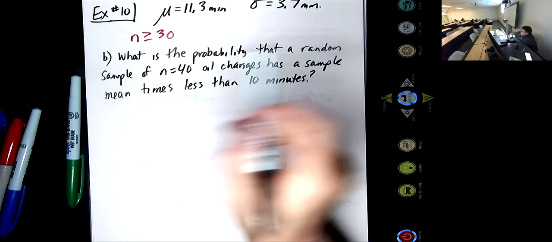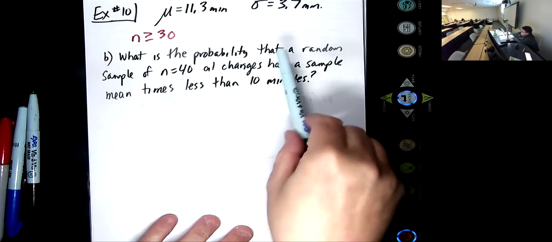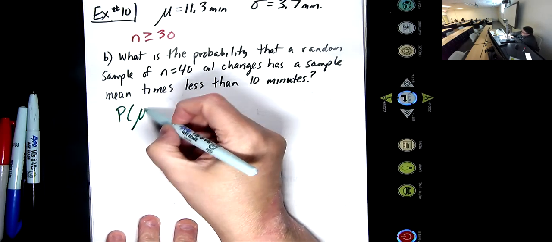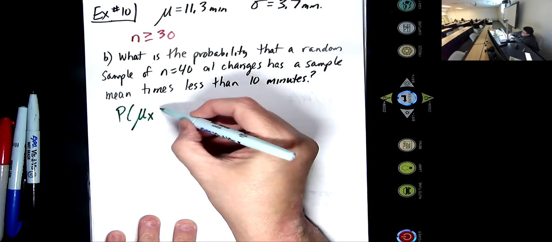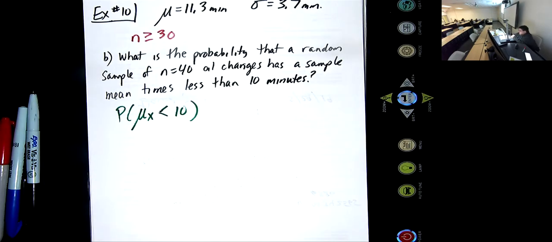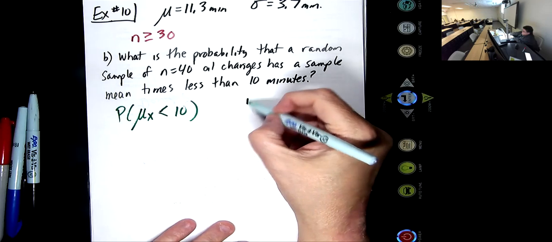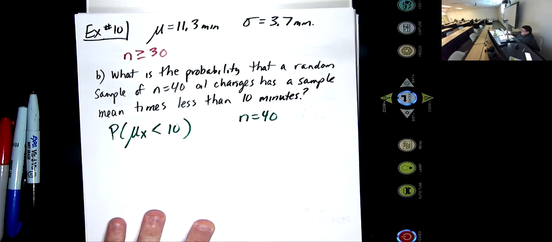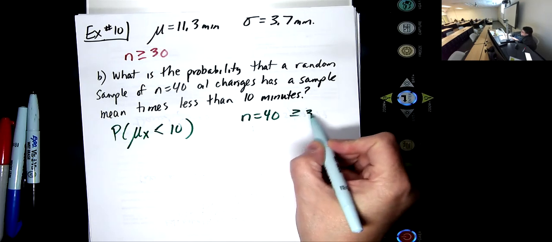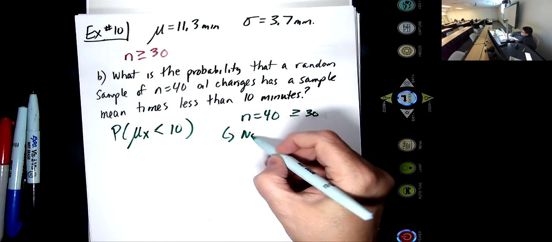So it says, what is the probability? They give me some information: the probability that the sample mean is less than 10 minutes. They tell me n equals 40, and I have this information up here. With n equals 40, 40 is greater than or equal to 30, which means I can use the normal calculator in StatCrunch.